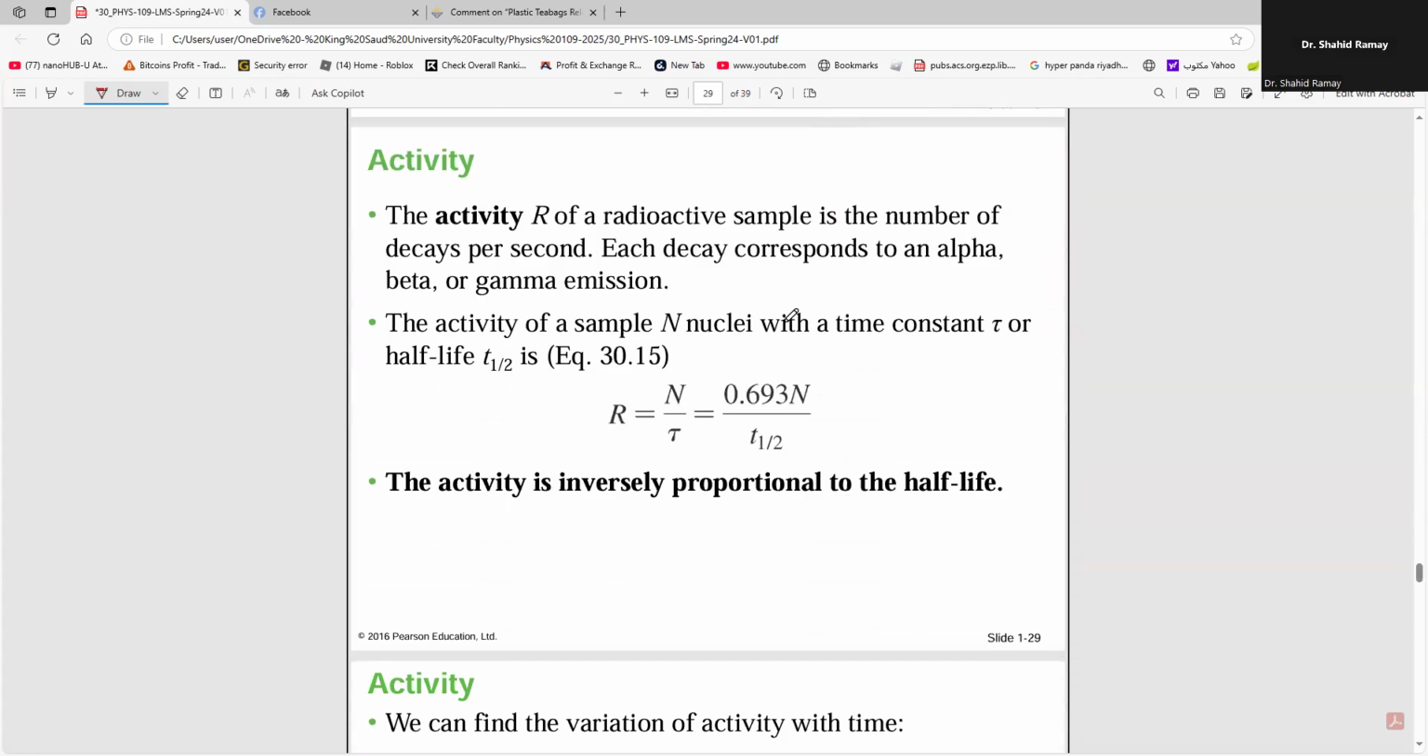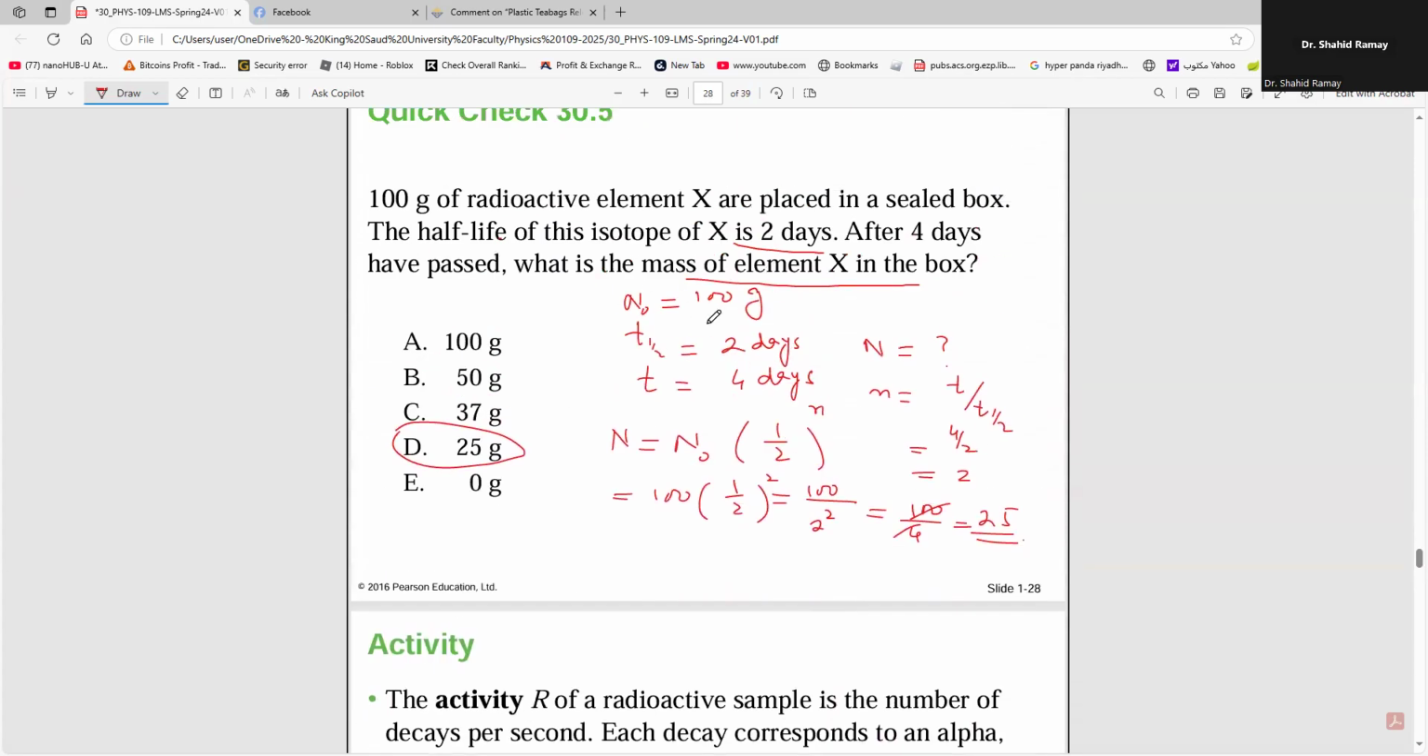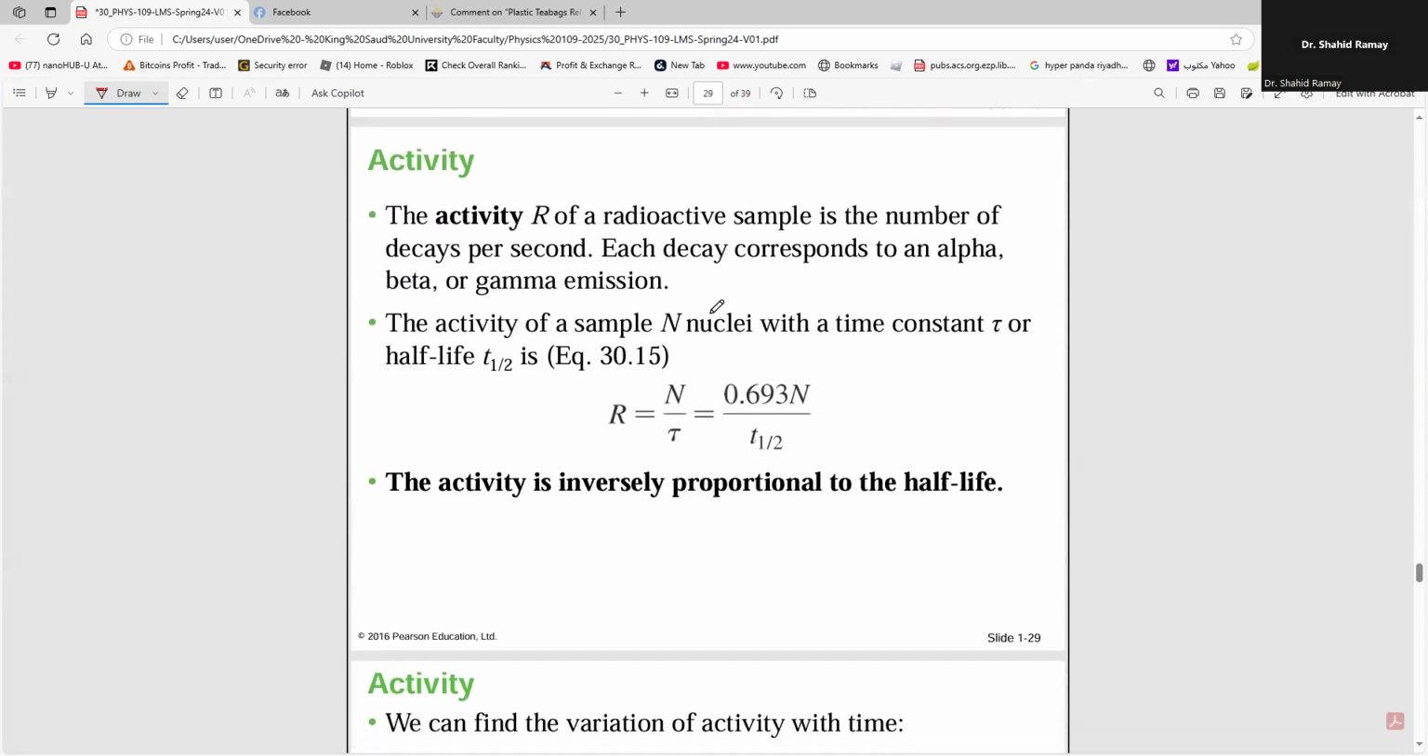Okay, after this is the problem about the half-life. So this is the activity definition. The activity R of a radioactive sample is the number of decays per second. How to find this? You should remember some formulas. The formula is R is equal to N over tau. And also he has put the value of tau, so the tau value is this, tau or 1 over tau.